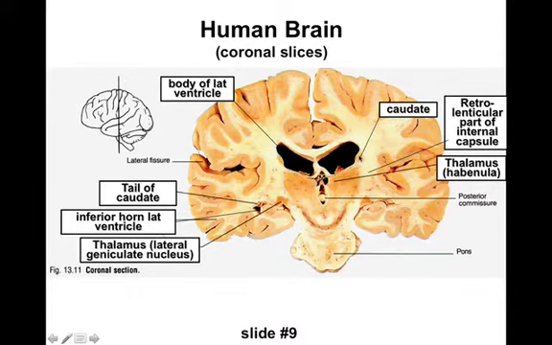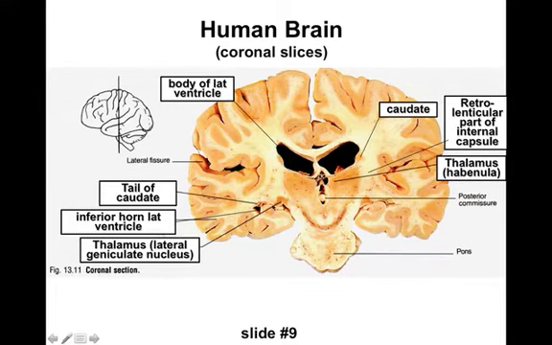We can see the presence of that caudate still. Here's the thalamus. I'm not going to ask you to remember that it's the habenula, just that it's the thalamus we see here. The retrolenticular part of the internal capsule is present right along in there. We have the inferior horn of the lateral ventricle still present.